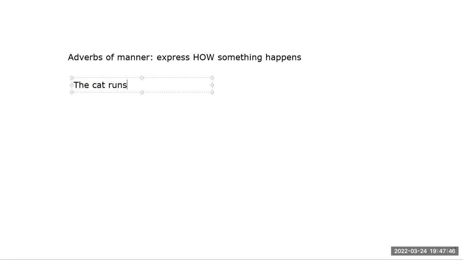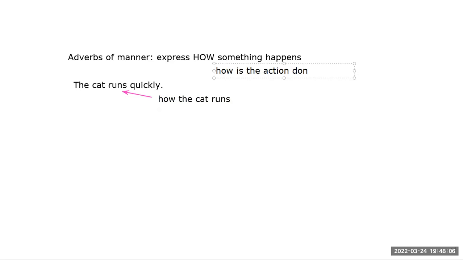Yes, miss. Okay, perfect. So the adverbs of manner will express how something happens. So these adverbs are usually the ones that end in ly. So we can say the cat runs quickly, and quickly tells us how the cat runs. So it answers the question, how is the action done?